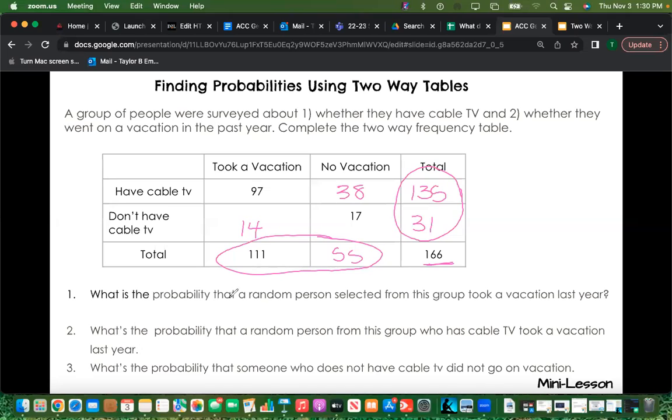Okay, so what is the probability that a random person selected from this group took a vacation last year? So how many people in total took a vacation? 111. How many people you got in total? 166. So I'm going to divide 111 by 166, which is 67%.